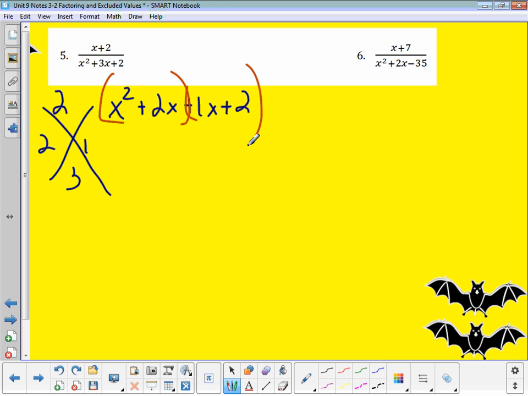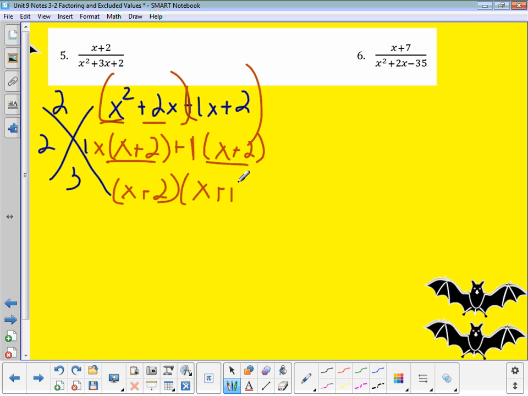Make 2 groups. Between x squared and 2x, you can take out an x. And then you're left with x plus 2. Between 1x and 2, you can't take anything out, so we're just going to take out a 1. So here I'm left with x plus 2. And then when I get rid of that, I'm left with x plus 1.